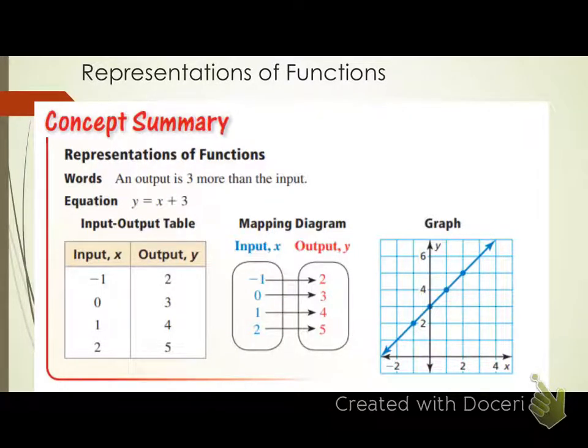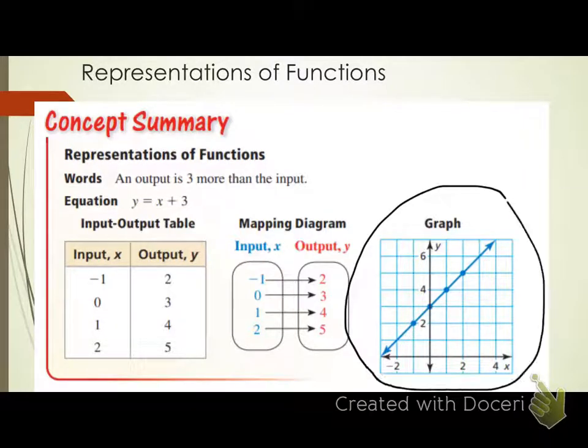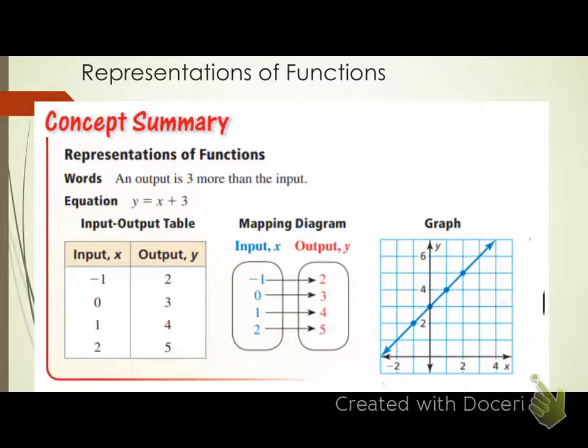Our input-output table can translate to our mapping. -1 maps to 2, 0 to 3, 1 to 4, and 2 to 5. And then all of that can translate to our graph over here. It's just a line graphed on our graph, connected with a line through it. So that's just multiple ways to represent a function.